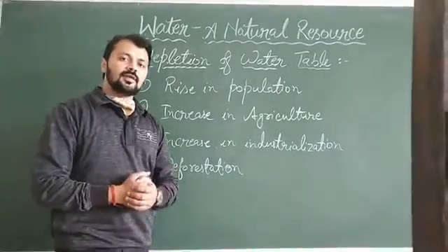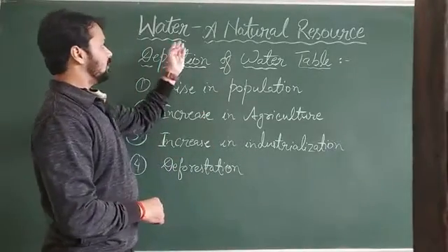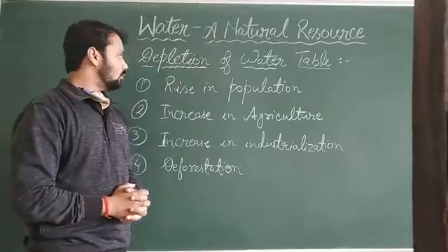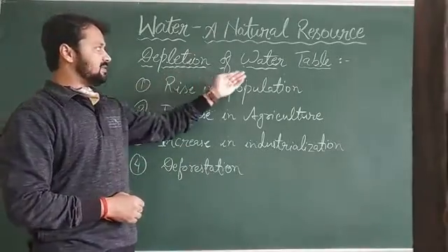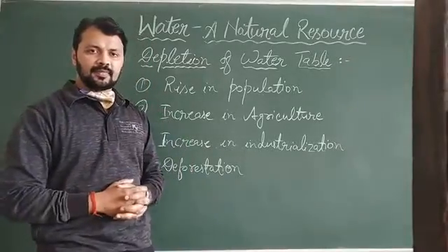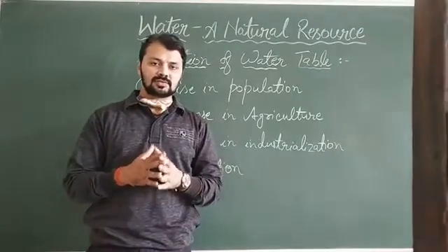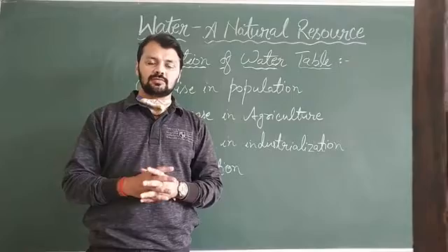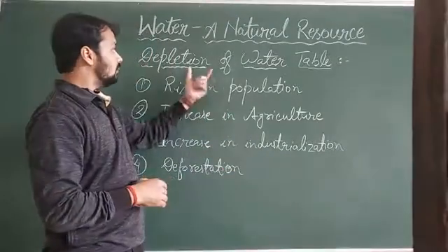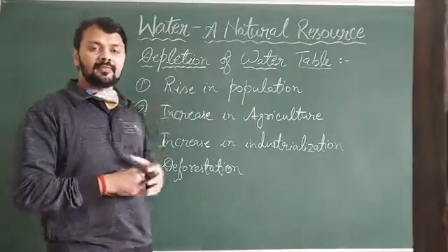Hello class, in this video of the chapter Water: A Natural Resource of class 7, we are going to study the next topic, that is depletion of water table. What is depletion of water table? Depletion means something to be lowered down, something which gets shortened. So how does the water table get depleted?